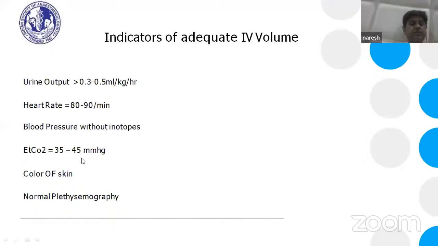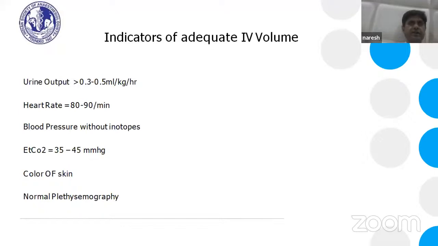Maintenance of EtCO2 is a very good parameter. End-tidal carbon dioxide is the first parameter which falls when there is hypovolemia. You will see your patient is going for abdominal surgery or thoracic surgery, everything is fine. All of a sudden you will see your EtCO2 start coming down from 35 to 27, 28. The graph is going down.